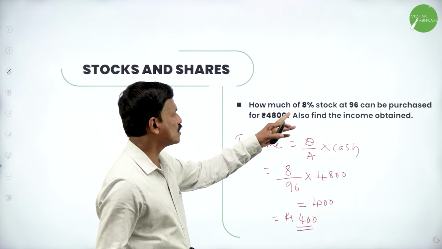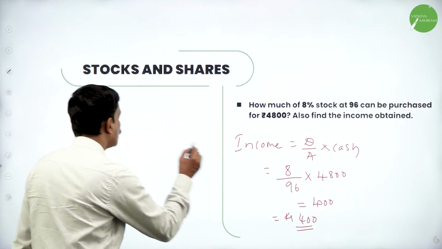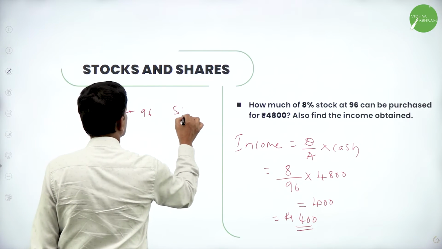Now how much 8% stock at 96 can be purchased for 4,800? So here amount 96, stock is 100.